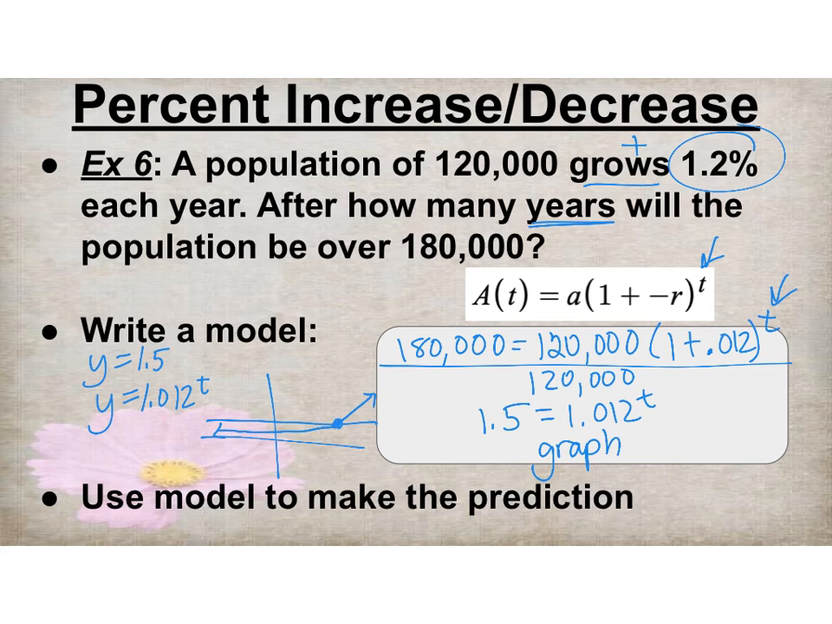We're looking for that point of intersection, so I'm going to let you figure out how you have to adjust your window to find that. You want to do second trace and then go down to intersect. So second, trace, intersect. Put it on the left side first, and this way I put it on the line, and then put it on the right side, and then hit enter. So left, right, enter. And you should get about 34 years. In 34 years, you'll have about 180,000 people.